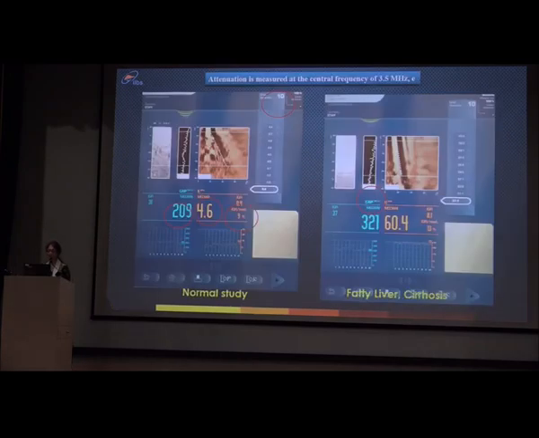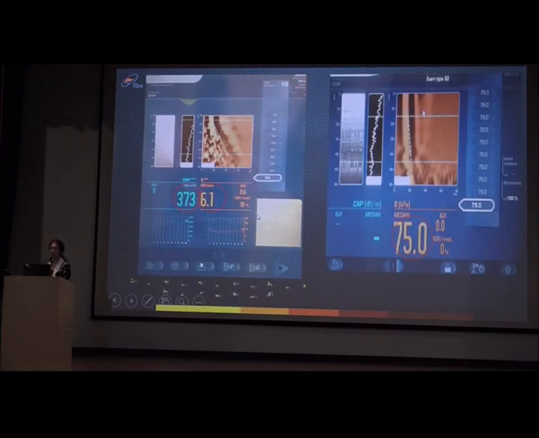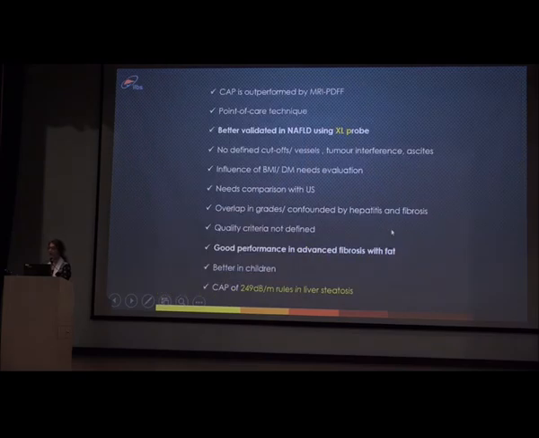And the same thing happens with ultrasound. So decibel per meter is the value of the CAP that you're getting. This is a FibroScan, and these are the various values you're getting. I'm not going to get into that.